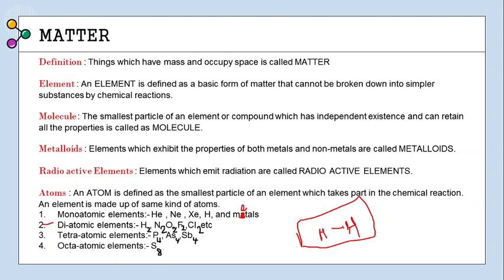Coming to the next one, tetraatomic elements. Tetra means four, not three. So tetraatomic elements have 4 atoms, like P4, As4, etc. Coming to the next one, octatomic elements, which have 8. Octa is 8. So sulfur has 8 atoms in it, and it's called an octatomic element. I think you've understood these kinds of elements.